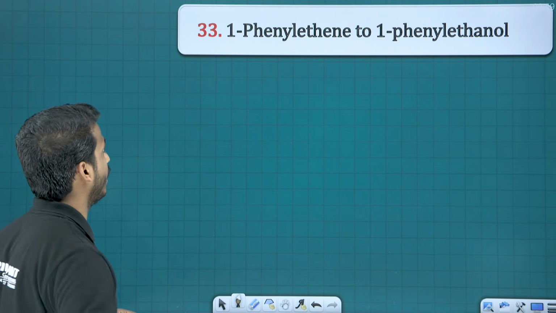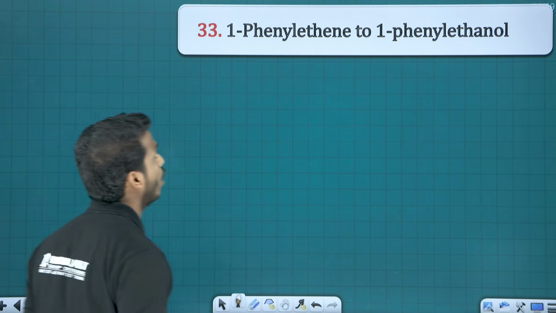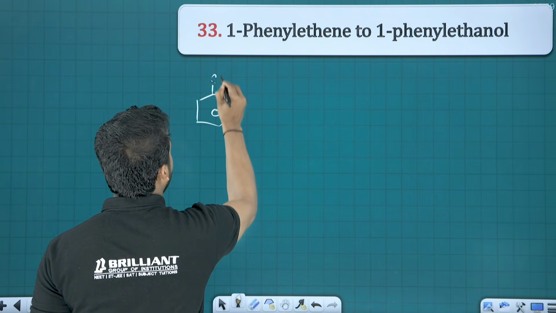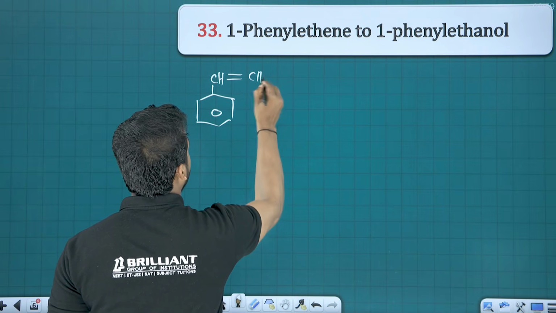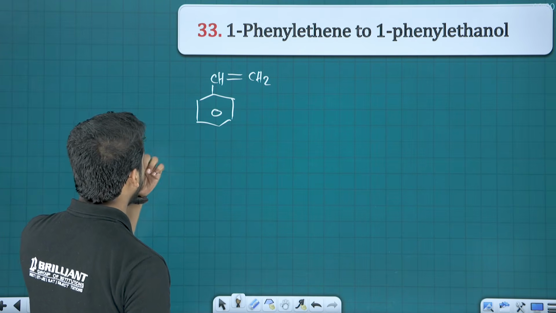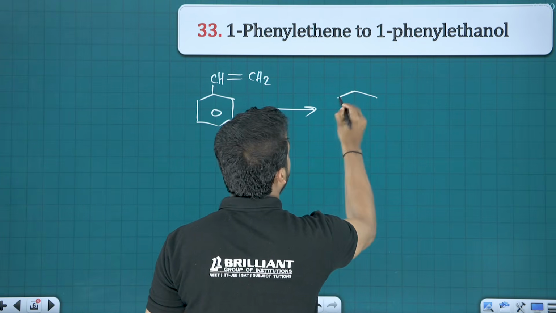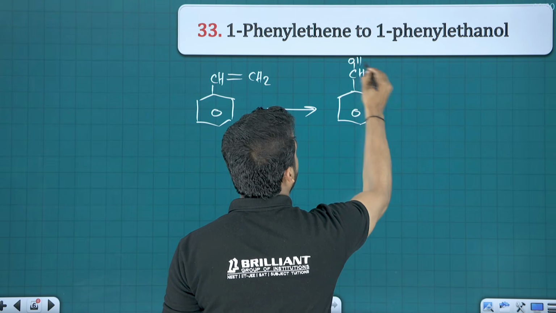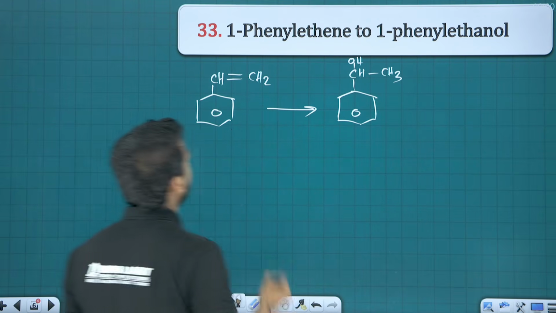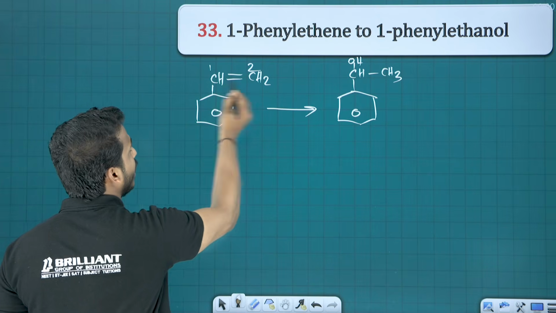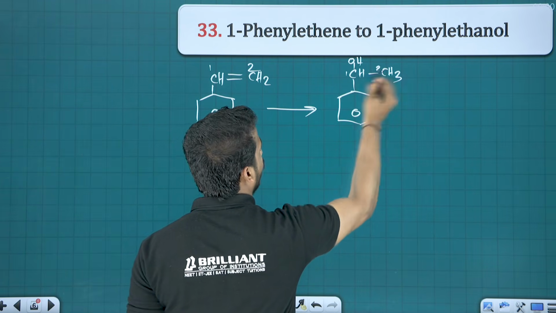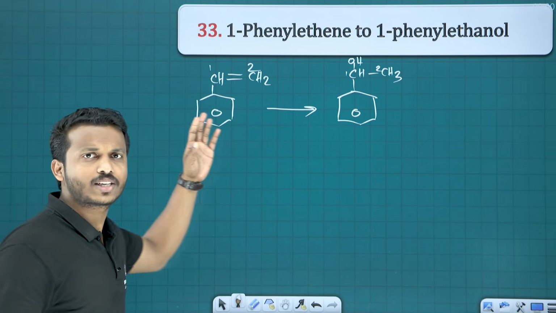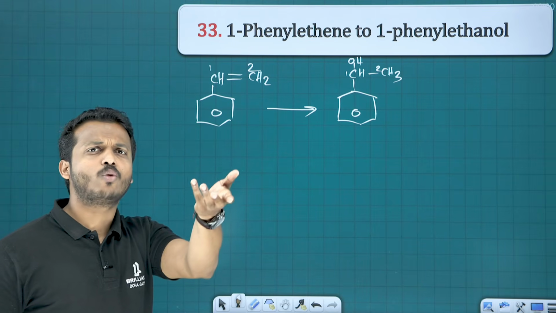Question number 33, 1-phenyl ethene to 1-phenyl ethanol. What is that compound actually? 1-phenyl ethene to 1-phenyl ethanol means this is the compound. What is this reaction? Simple, right, my dear? Add what?